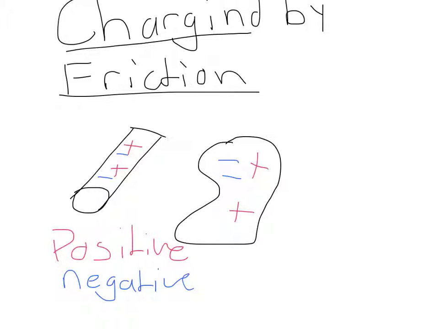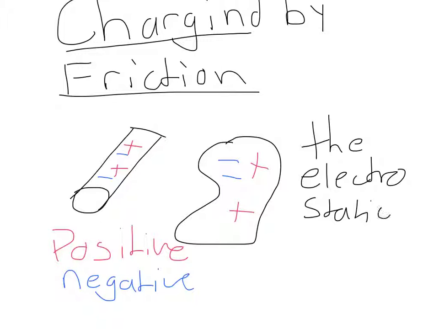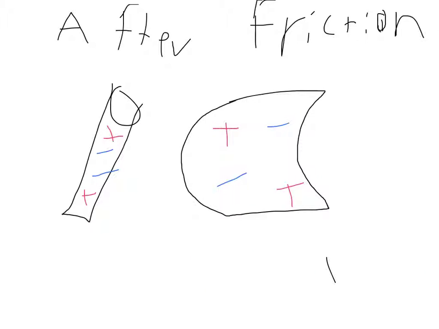We can determine whether they are negative or positive by using the electrostatic series. The result of the two materials rubbing together makes one material positive and one negative. The object that becomes negative, which would be the ebonite rod, due to the fact that it has a stronger hold on electrons, takes all the electrons from the silk, which will then be positive.